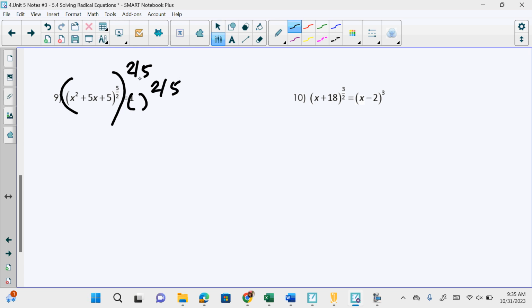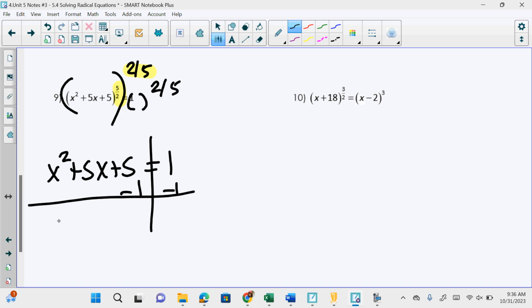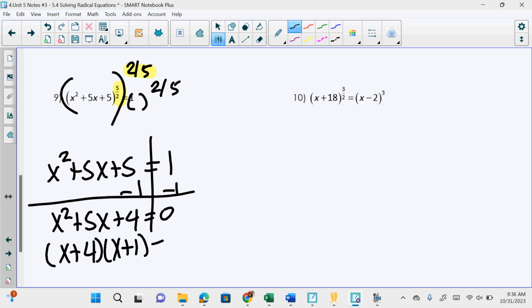So my left-hand side, properties of exponents, a power raised to a power, you multiply. So I end up getting x squared plus 5x plus 5 to the first power. Right-hand side, 1 to any power is just 1. So that ended up working very nicely. Now this is a quadratic, so I'm going to get this equal to 0 so I can hopefully factor. And this does factor nicely to be x plus 4 times x plus 1.